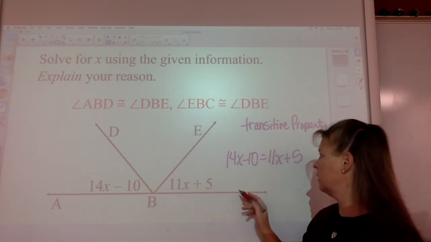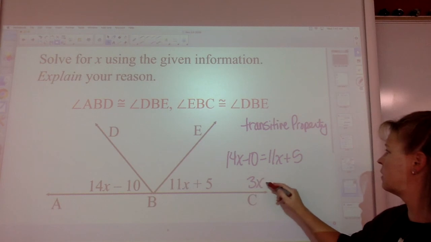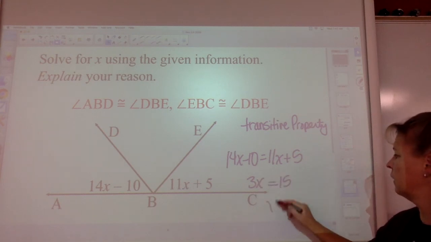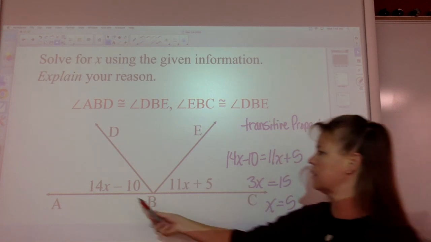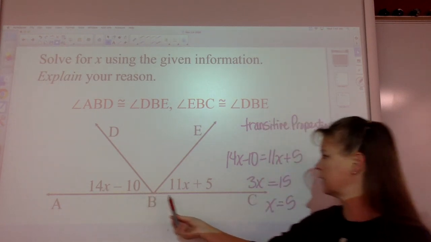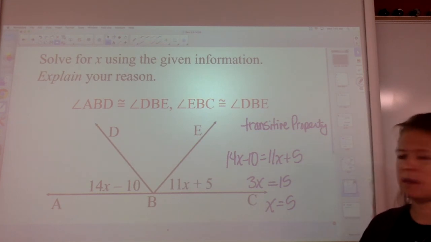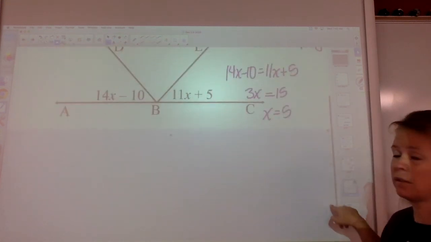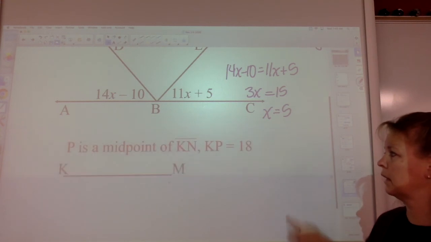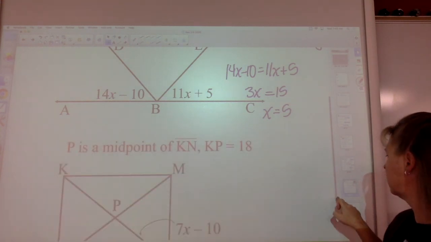Do the math again. I'll shorten this a little bit. 3x equals 15 and x equals 5. Always plug it in to check your answer. 14 times 5 minus 10 is 60. 11 times 5 plus 5 is also 60. Notice I haven't skipped that step yet. I've plugged it in and checked my answer every time.